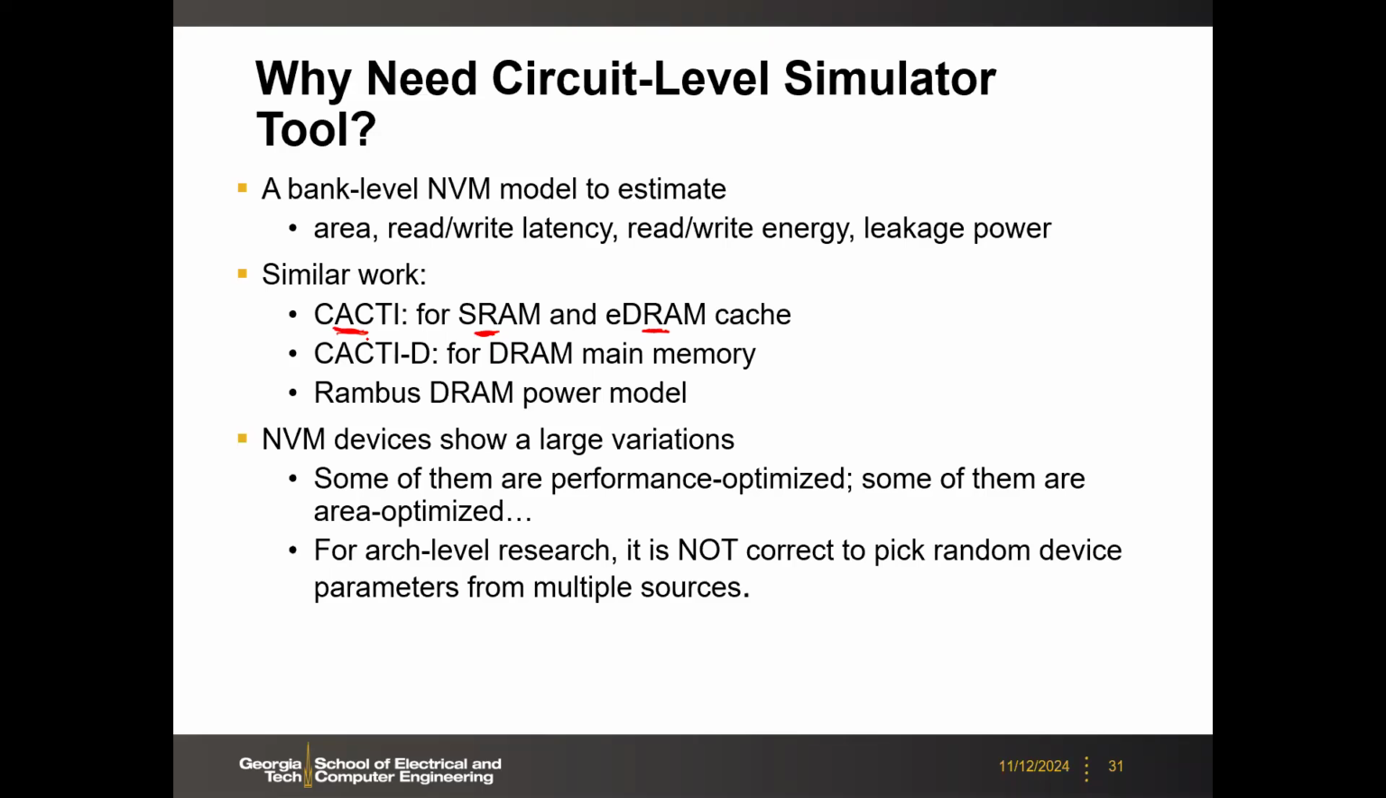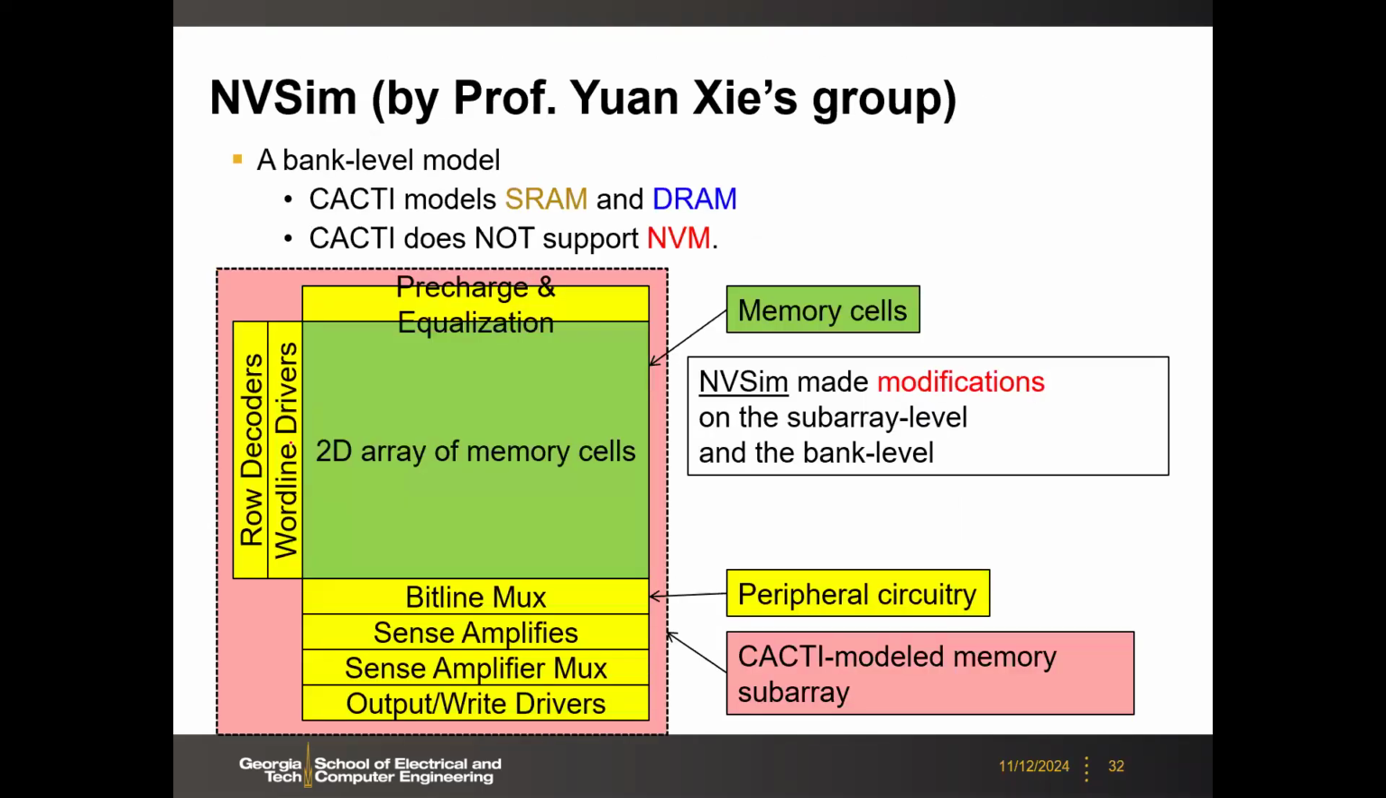But then this Cacti is mainly for the SRAM or EDRAM-based cache. There's no tool for non-volatile memory because we have so many emerging non-volatile memory. Back in 2010, around that time, then emerging memories like RRAM, MRAM, phase change memory just started. Of course, this started a few years earlier, but at that point, then there is a need to evaluate those non-volatile memories as well. So that's why here Professor Yuan Xie's group developed this NVSim non-volatile memory, right?